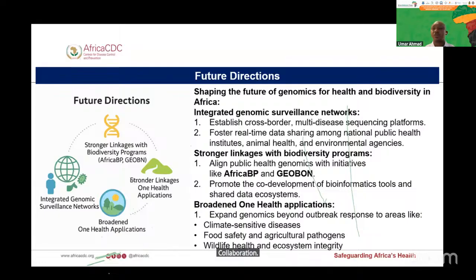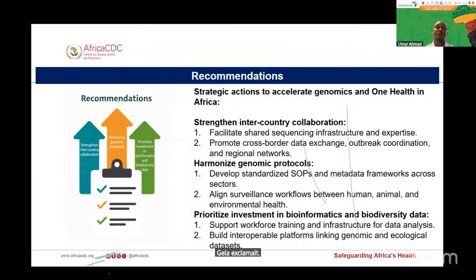Second, establish cross-border and multi-disease sequencing platforms across the national public health institutions, and also promote the co-development of bioinformatics tools and data sharing, develop SOPs that could be helpful within the countries, and expand genomics beyond outbreak response, like climate-sensitive diseases, food safety and agricultural pathogens, wildlife health and ecosystem integrity.